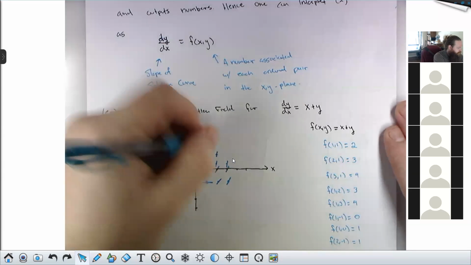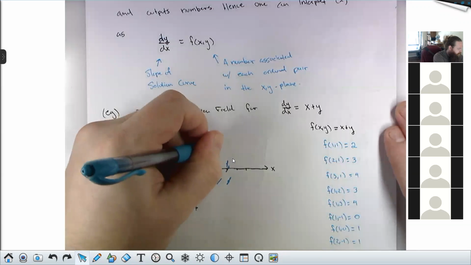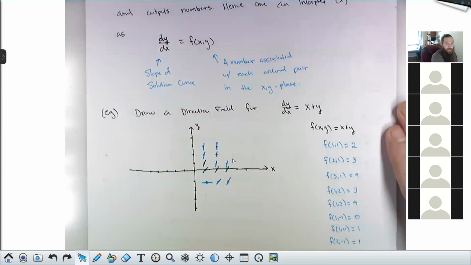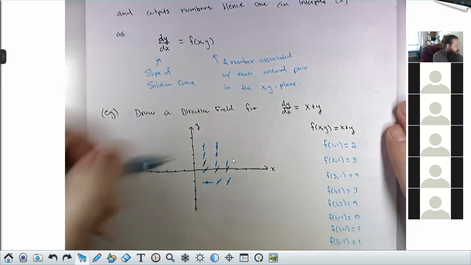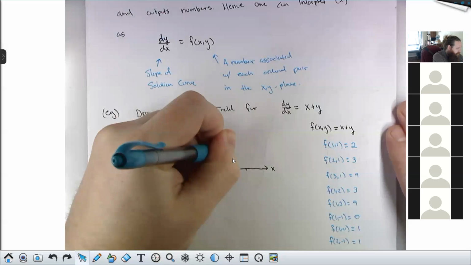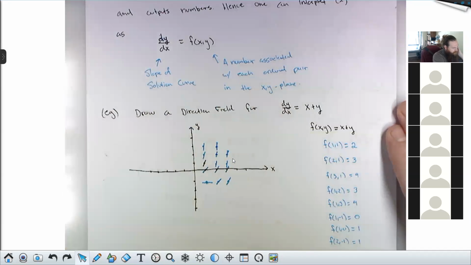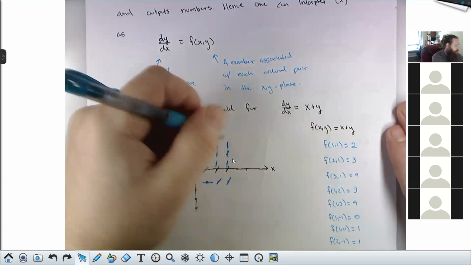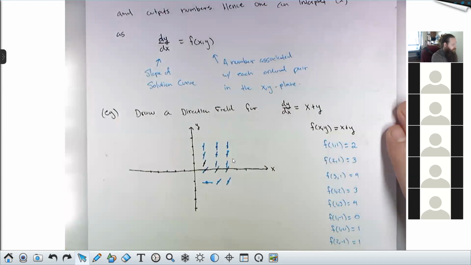2, 3, slope 5, which is almost vertical at the scales I'm looking at here. 3, 1, we've already got. 3, 2 would be 5, again, pretty close to vertical at my scales. 3, 3 would be 6, which is going to be my steepest one so far.